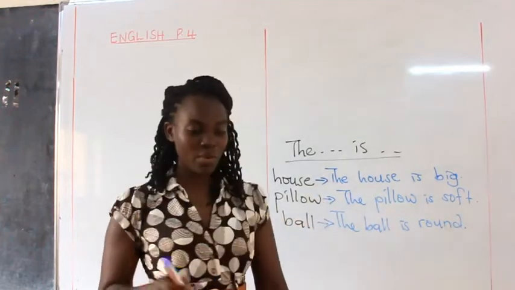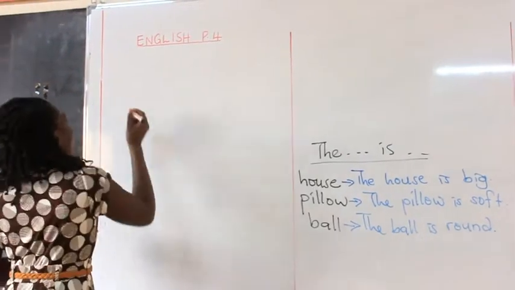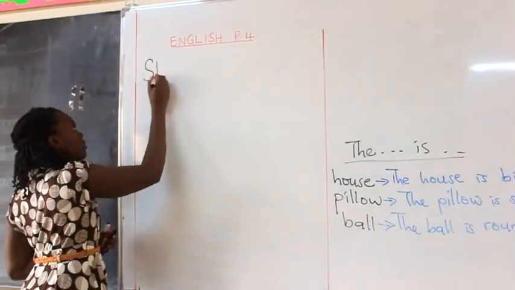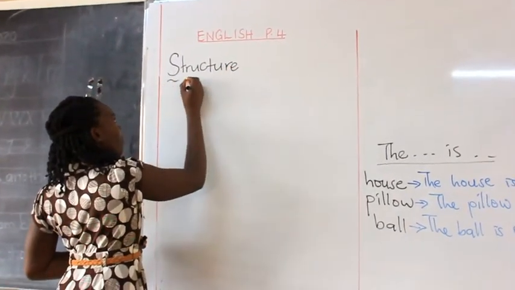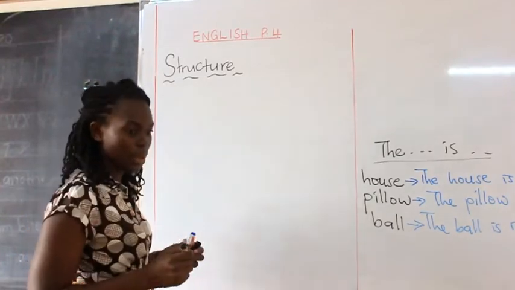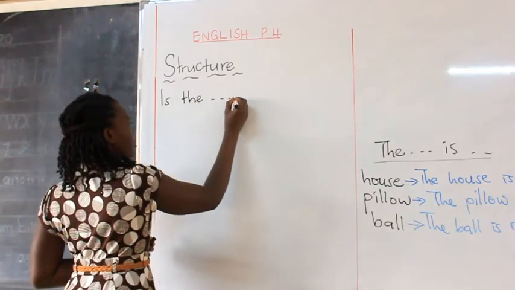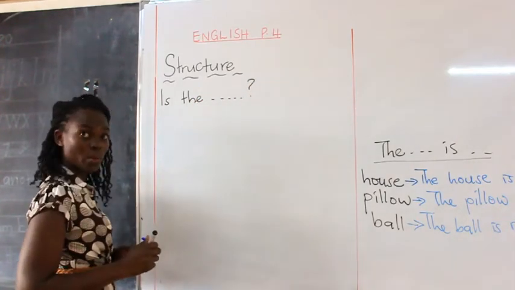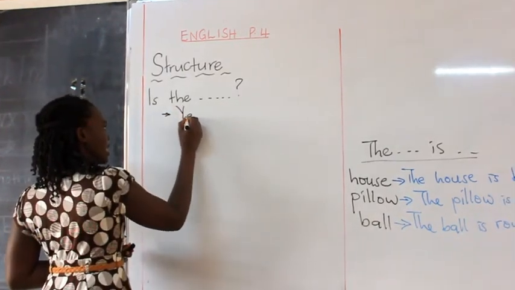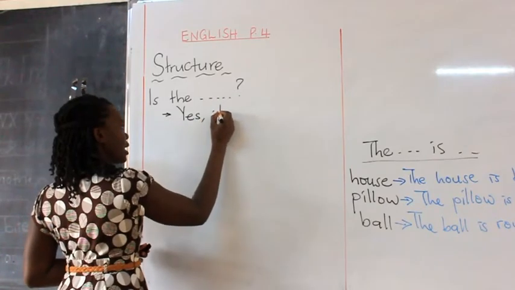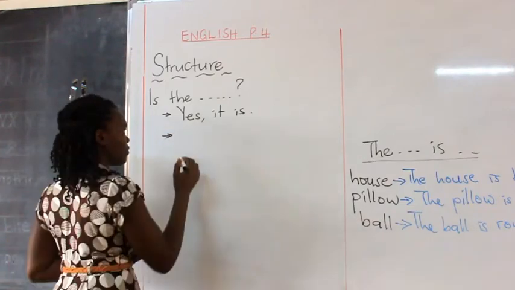Now, putting this aside, we are moving on to another structure for today, and we have our structure here. It is going to be, "Is the...?" That is a question. Okay? Then we shall have the response. Yes, with a comma, it is. Or the response could be negative. No, it is not.